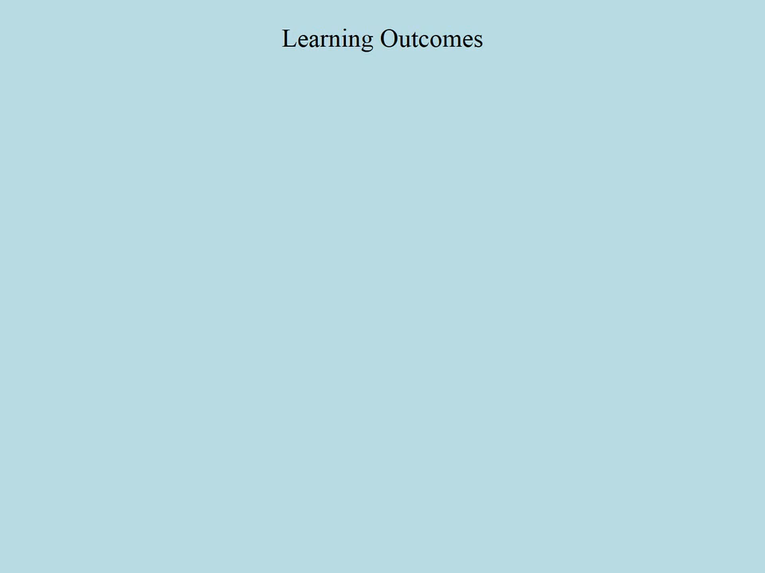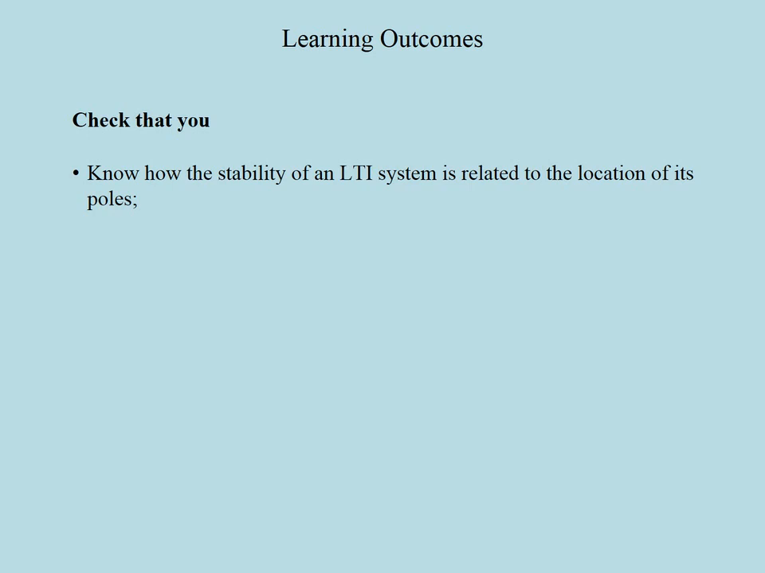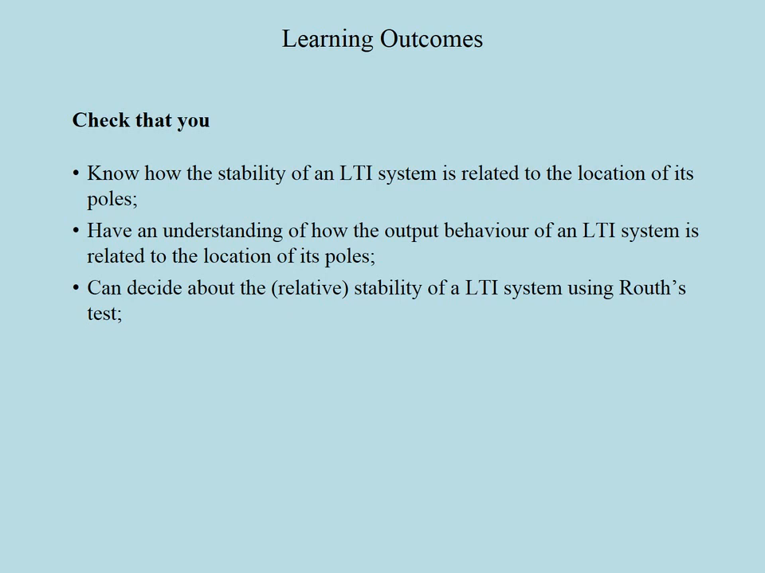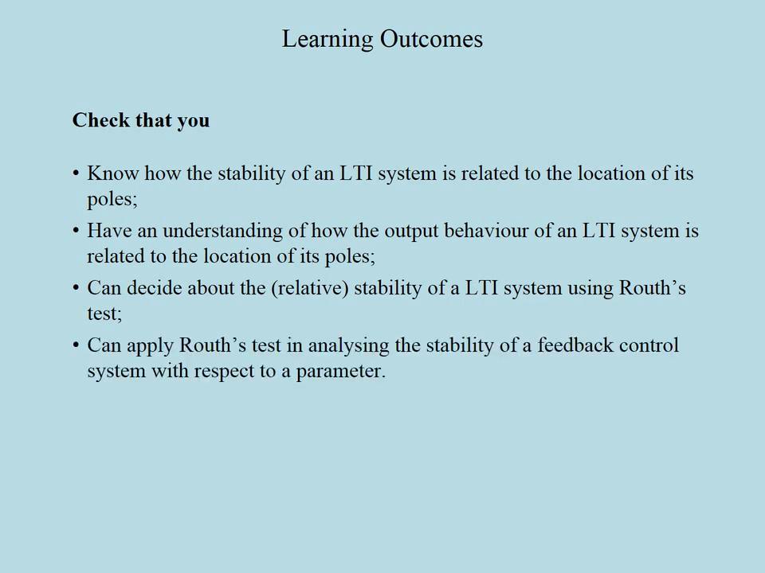Now, reviewing the exercises and questions in your textbook, check that you know how the stability of a linear time invariant system is related to the location of its poles, that you have an understanding of how the output behavior of a linear time invariant system is related to the location of its poles, that you can decide about the stability or relative stability of an LTI system using Routh tests, and that you can apply Routh tests in analyzing the stability of a feedback control system with respect to a parameter.